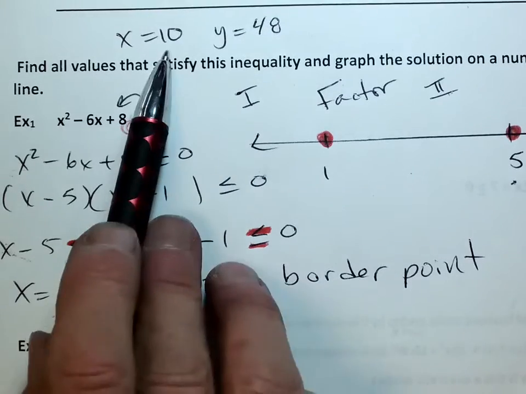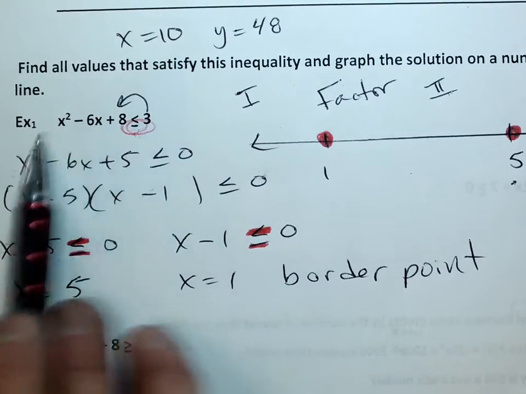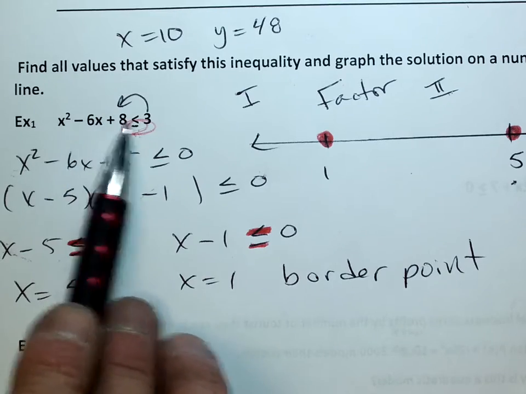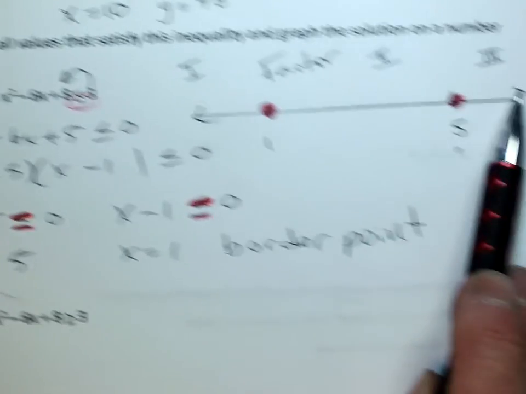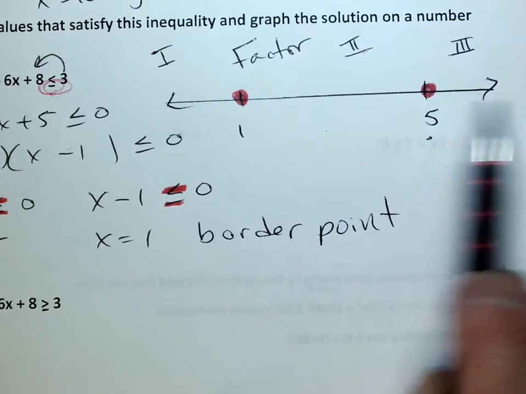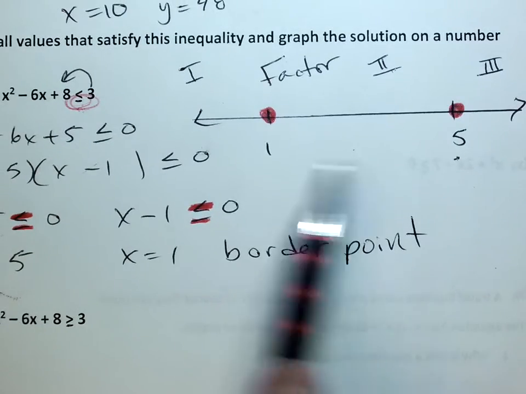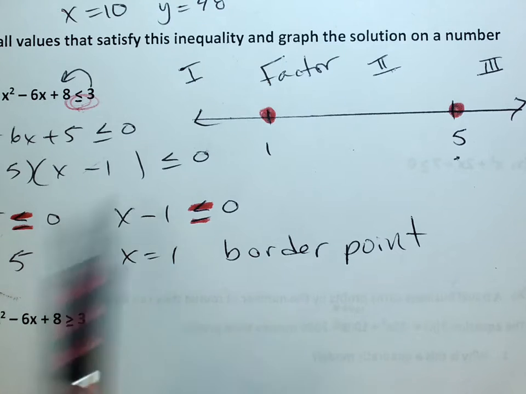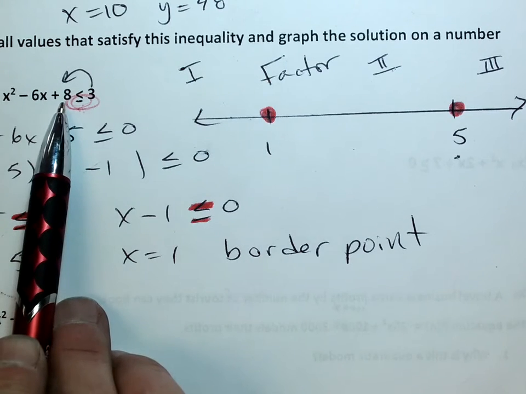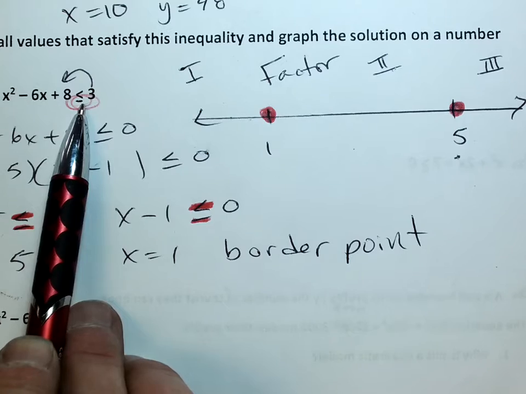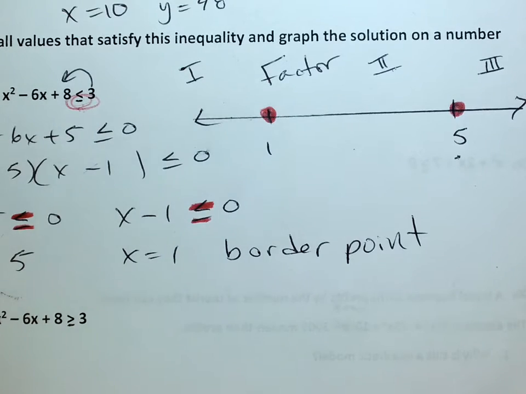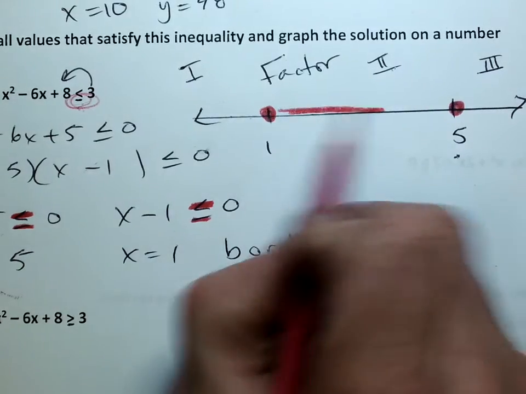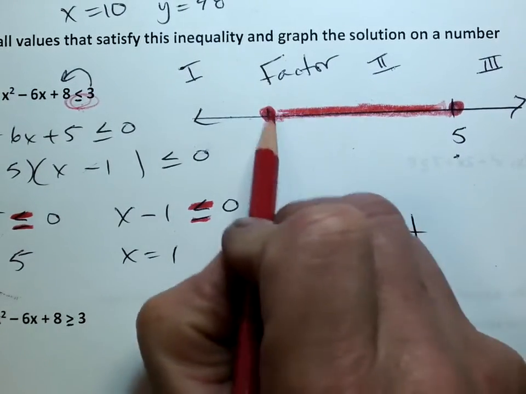So we plugged in 10 on my calculator, and 10 didn't work at all because 48 is bigger than 3. Nope. So we don't shade anything in this region, because 10 is in this region. We tried 0. If I plugged in 0, 0 didn't work either, because I got 8, and 8 is less than or equal to 3, so I didn't shade anything. But when we tried 0, 0 worked, so that means everything within this region worked.